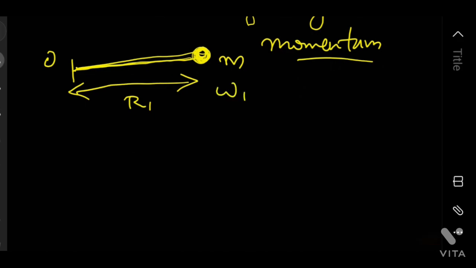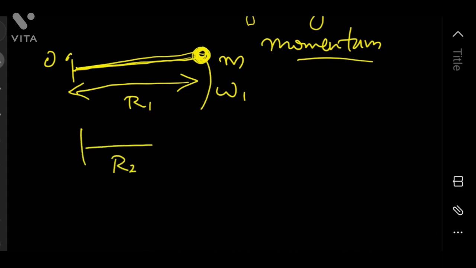So suddenly, imagine I am standing here and I suddenly reduce the rope, reduce the string to a distance r2. It is rotated like this. Okay, so suddenly I reduce the distance to r2 by pulling, and so it will rotate with the angular velocity of omega 2.